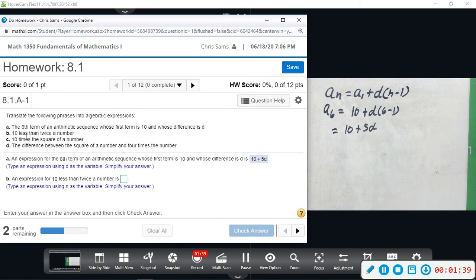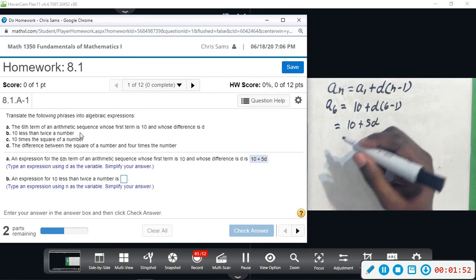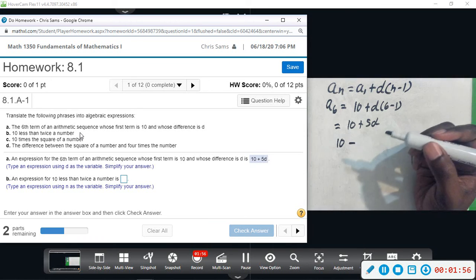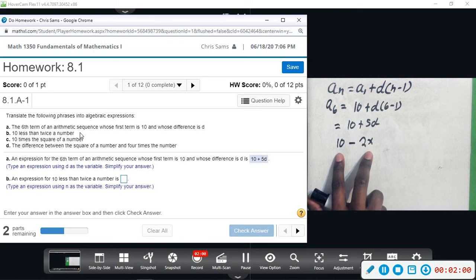Alright, B says 10 less than twice a number. You got to be careful when you're writing these out, when you have division and subtraction. Normally you write these out in order. So most people would write 10 and then minus 2 times a number. This, however, is going to be incorrect, because if it says 10 less, it means we're actually subtracting 10.